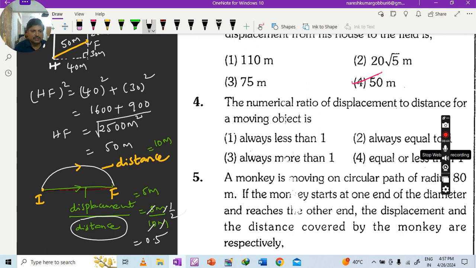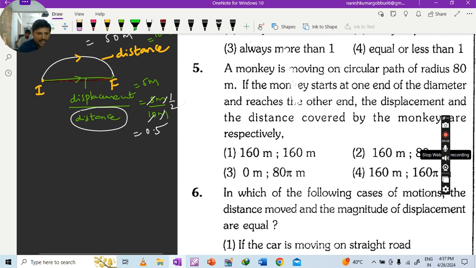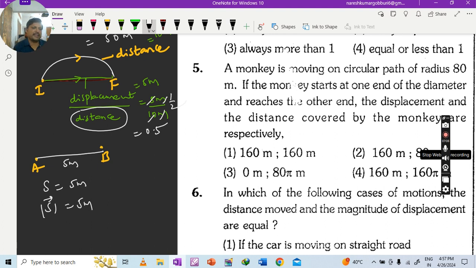But if a body moves along a straight line, suppose here A to B, the body moves along a straight line. In this situation, suppose this is 5 meter. Distance is denoted by letter S. S is 5 meter and the magnitude of displacement is also 5 meter. Then displacement by distance is equal to 1.